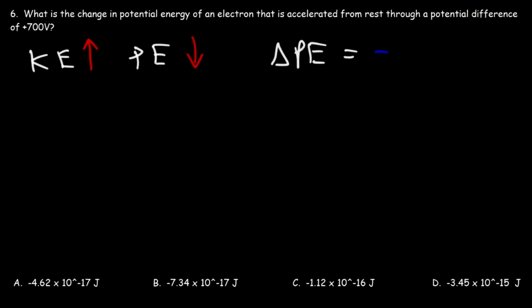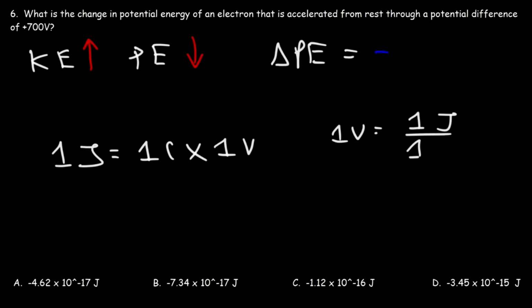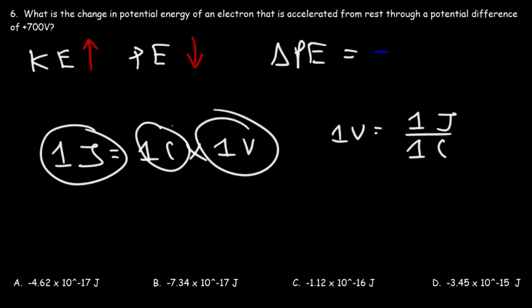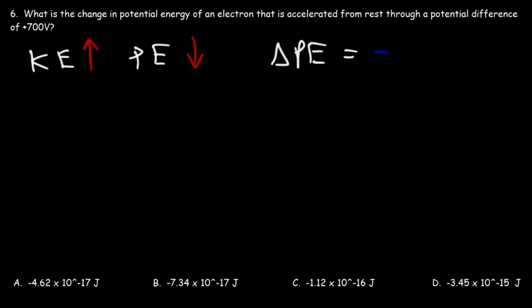So how do we calculate the change in potential energy? Recall that 1 joule is equal to 1 coulomb times 1 volt, or 1 volt is 1 joule per 1 coulomb. So joule is the unit of energy, coulombs is the unit of charge, volts is the unit of electric potential. So it turns out that the change in potential energy is equal to the charge times the change in electric potential, which is also described as the voltage.